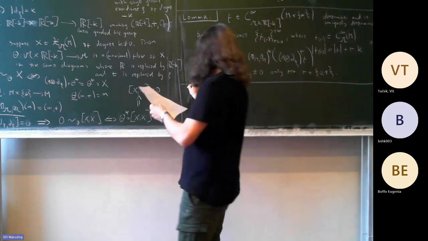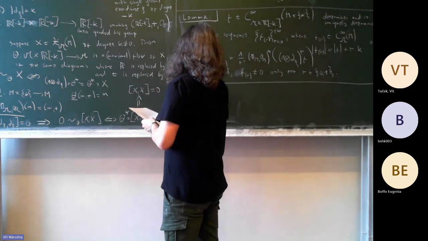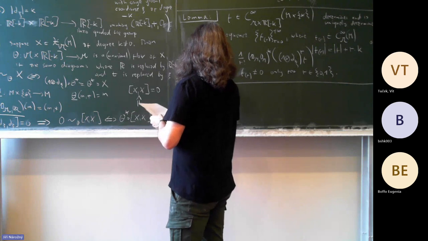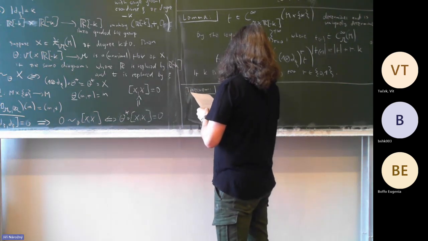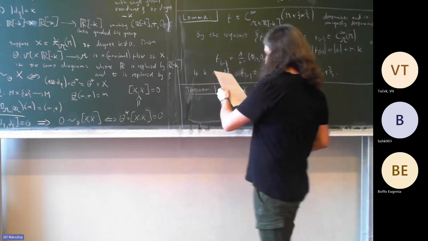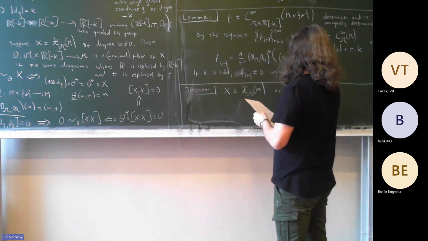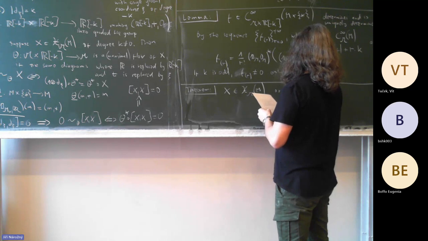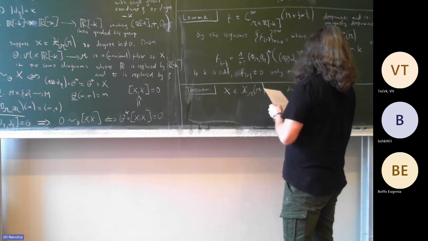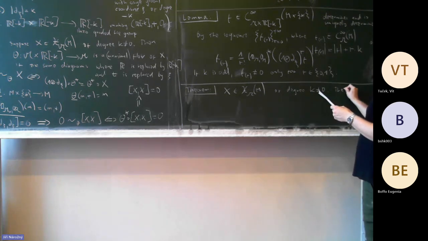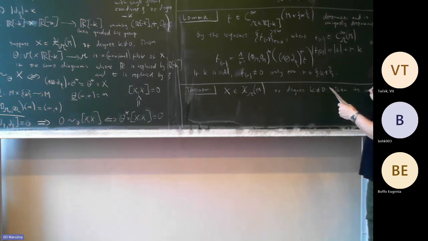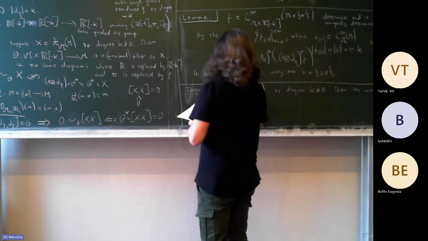And then there is a simple theorem which tells you that if X is a vector field of degree K not equal to zero, then its maximal flow existence is unique.